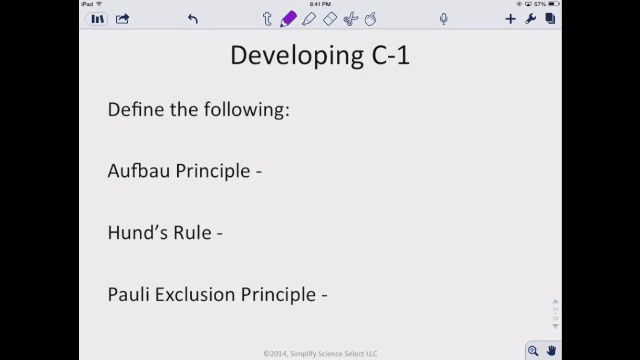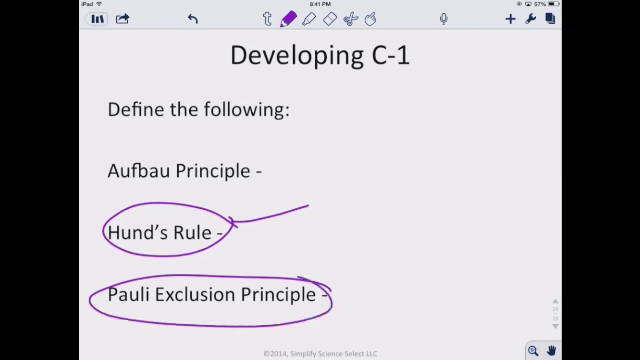The Aufbau principle, remember, is just the filling up. It's the order in which we fill: 1s, 2s, 2p, 3s, 3p. It's following the order on the periodic table. Hund's rule: fill each subshell with one arrow before you put two. And then the Pauli exclusion principle means that you can't have two up arrows or two down arrows. They have to be opposite. You always have an up arrow and a down arrow. That's basically what the arrows represent: the spin of the electron. Which way is the electron spinning?